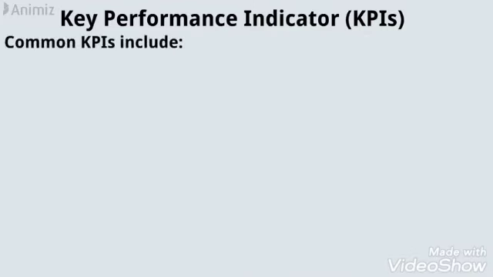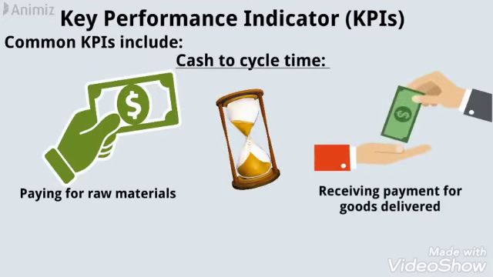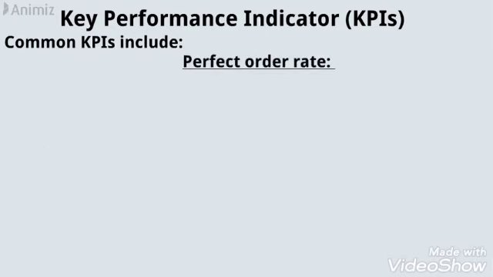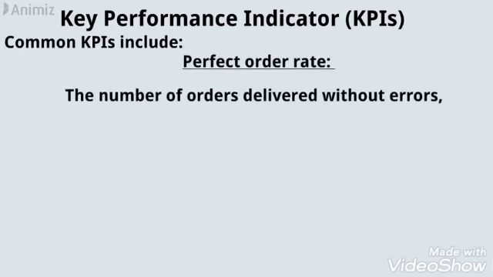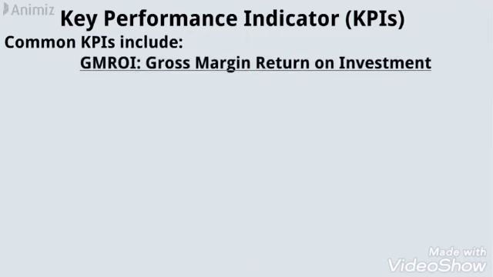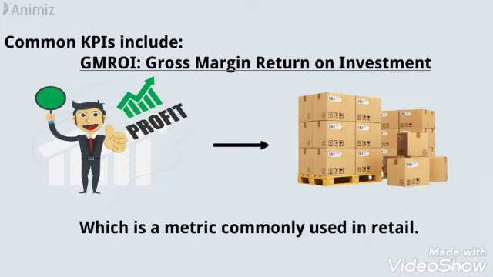Common KPIs include cash to cycle time, the time between paying for raw materials and receiving payment for goods delivered, which matters in determining working capital requirements. Perfect order rate, the number of orders delivered without errors, which is a crucial metric for organizations striving for perfection, and often broken down further by function. GMROI, or the gross margin return on investment. It measures the amount of gross profit earned on the cost of inventory used, which is a metric commonly used in retail.